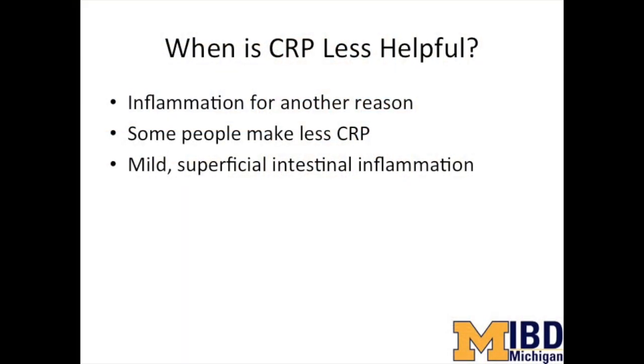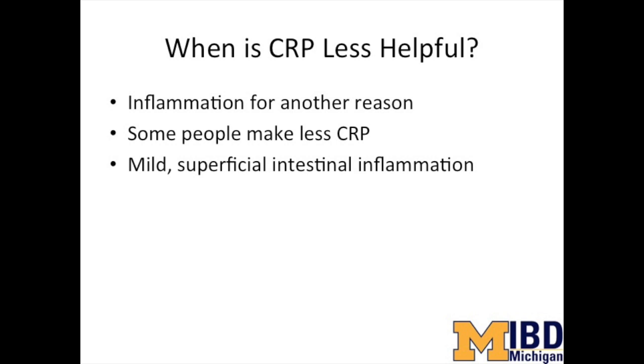When is the CRP less helpful? There are 3 times when CRP can be less helpful. First, CRP detects inflammation anywhere near the bloodstream, which is most of the body. This means that inflammation somewhere else, from a cut, an infected tooth, or inflammation of the joints, can give you a falsely elevated CRP when your intestines are in remission. CRP is not specific to inflammation in the intestine.